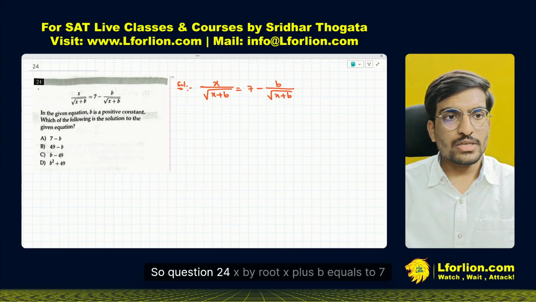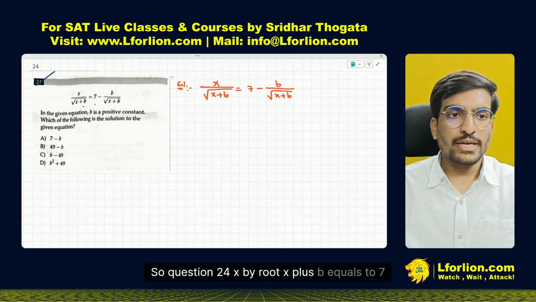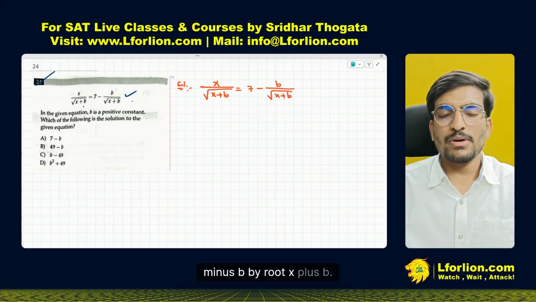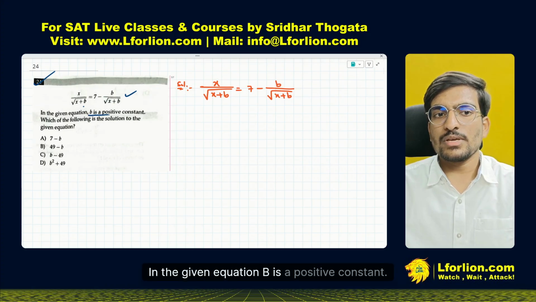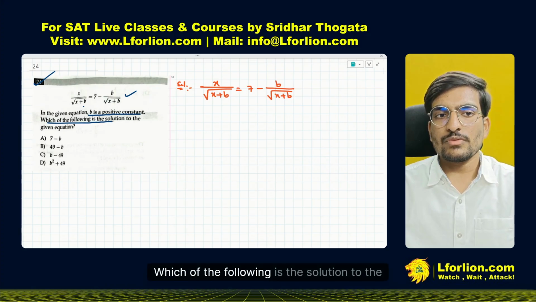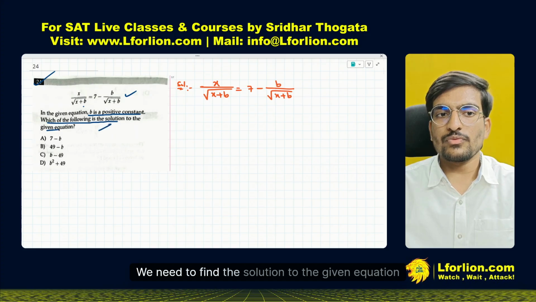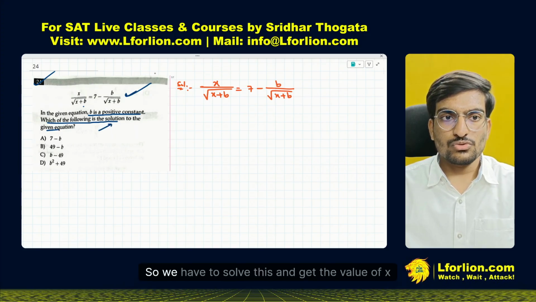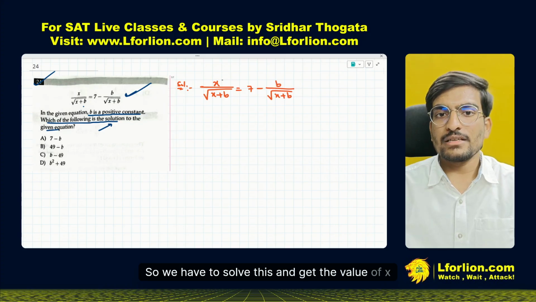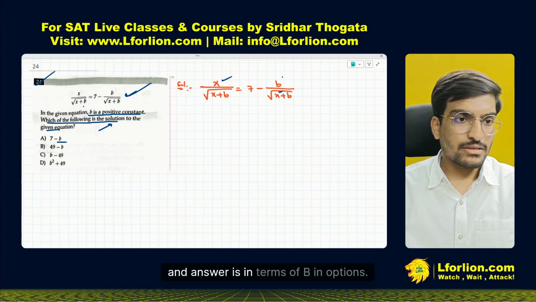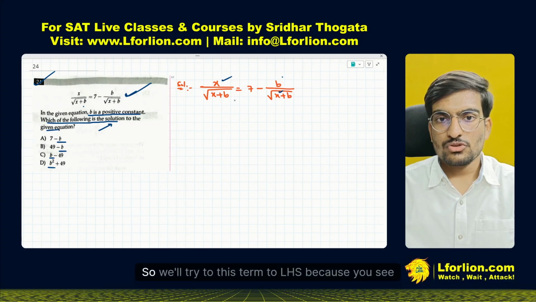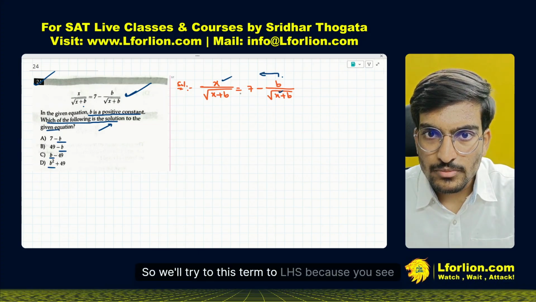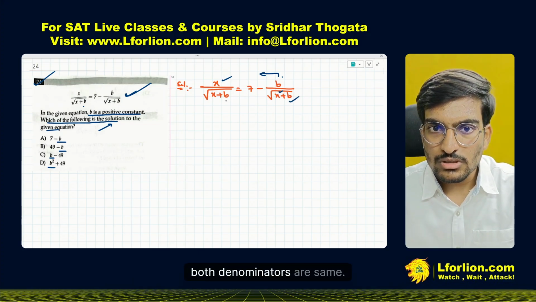So question 24: x by root x plus b equals 7 minus b by root x plus b. In the given equation, b is a positive constant. Which of the following is the solution to the given equation? We need to find the solution, and one among the options will be it. So we have to solve this and get the value of x, and the answer is in terms of b in the options. So we'll move this term to the LHS because you see both denominators are the same.